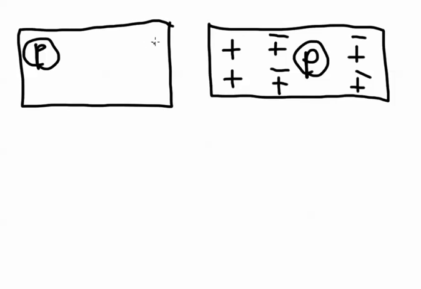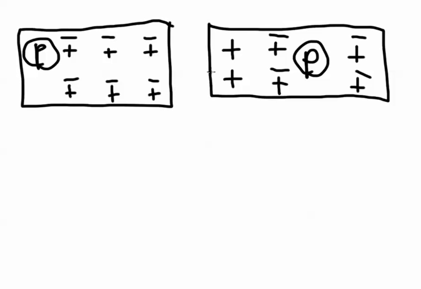Now in this piece of plastic, which has no net charge, still there are atoms, and in each atom there are some positive charges and some negative charges. So if we were to draw a true picture of all the charges in this piece of plastic, we would have to draw like this.